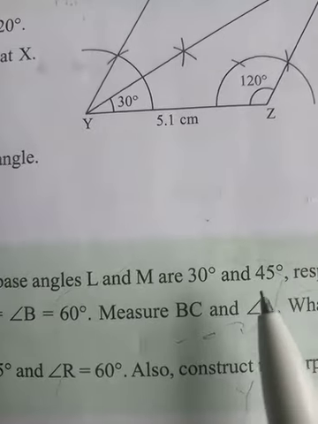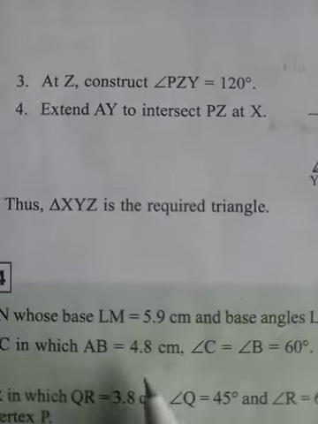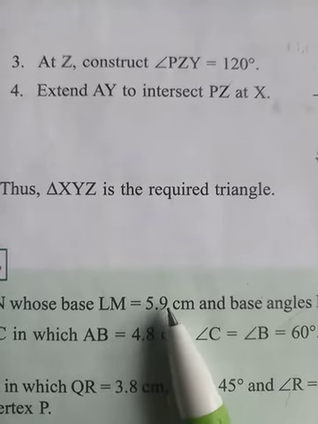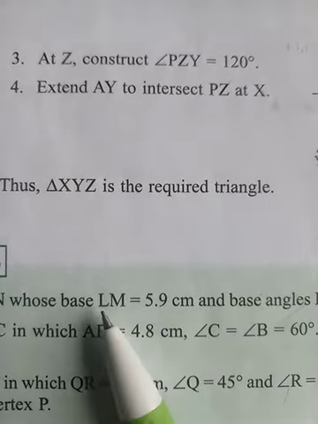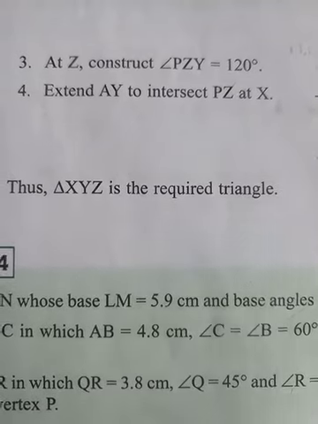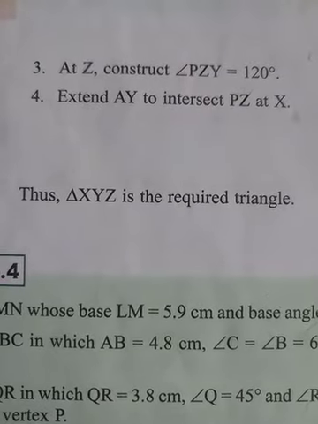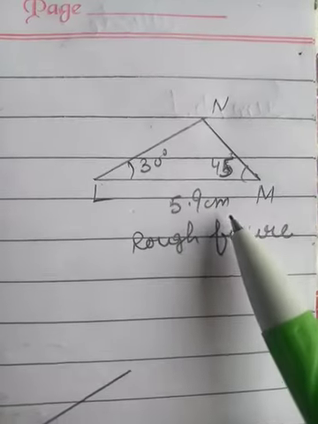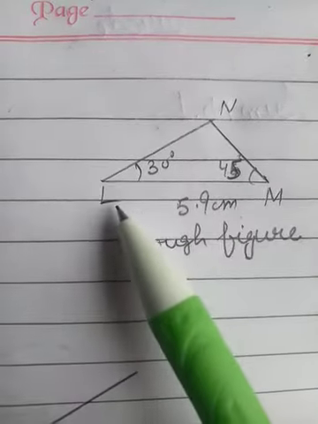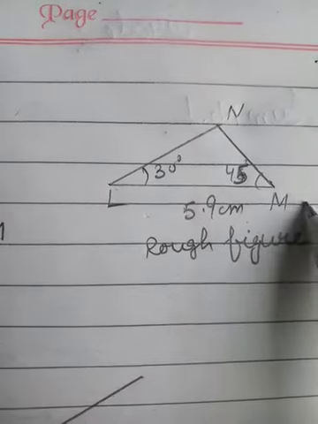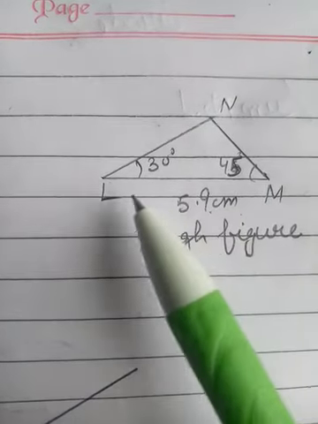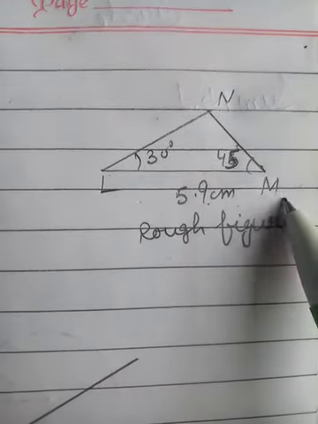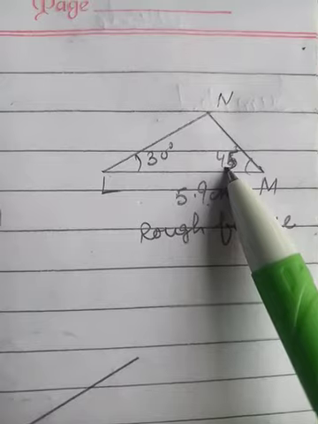Now let's construct the triangle. First of all we will draw the baseline that should be equal to 5.9 centimeter, and the name of the line should be LM. So let's start the construction. First of all, beta, I have made a rough sketch of the figure. LM should be 5.9 centimeter, and at the L point we should have the angle of 30 degree and at the M point we should have the angle of 45 degree.